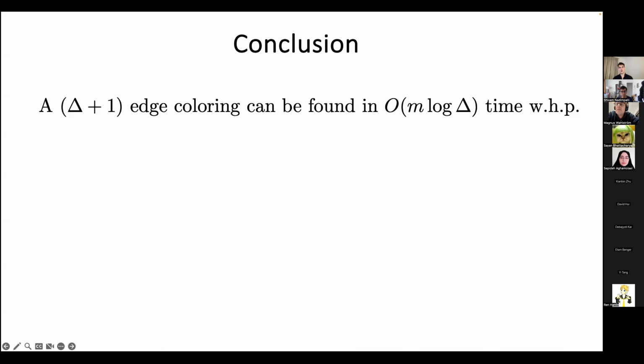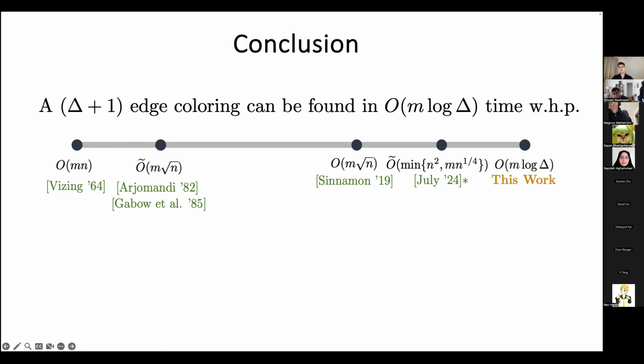Okay, so to conclude, in this talk, we show how to Delta plus one edge color a graph in near linear time with high probability. Here we didn't really talk about the polylog dependence. The algorithm that we described here has a slightly larger log dependence, but in various places you can optimize certain things in order to bring this down to m log Delta, also using some other results as black boxes. And this basically gives us a running time which matches what is currently known for bipartite graphs as well.